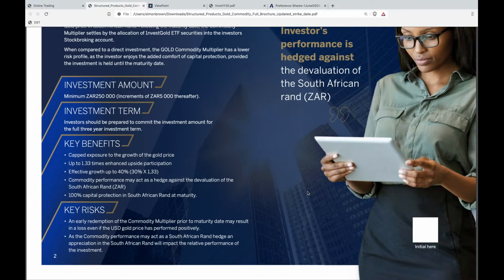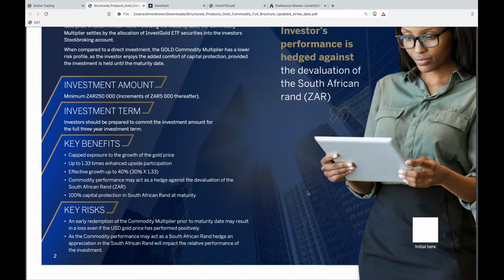Investment term is 3 years. So in other words, from issue date, and we'll get to that in a moment, because issue date is not necessarily closing date, you're expected to hold 3 years to get the key benefits. And those benefits are capped exposure to the growth of the gold price, up to 1.33 times enhanced. So in other words, if your capped exposure is at 40%, in terms of gold price, you can't get more. Now, ZAR you can. I'm going to come to that. It gets a little complex in a moment, but let's park that for an aside. So if gold is up 30% in the period, you will get 40%.